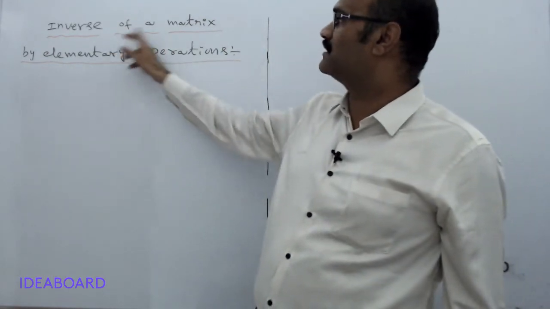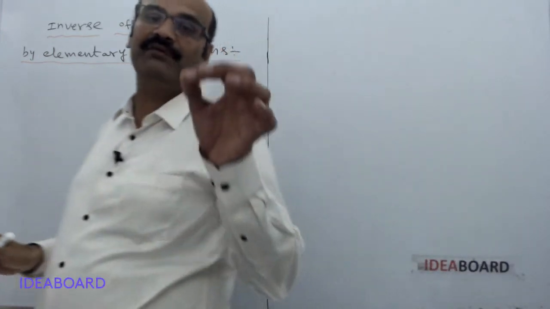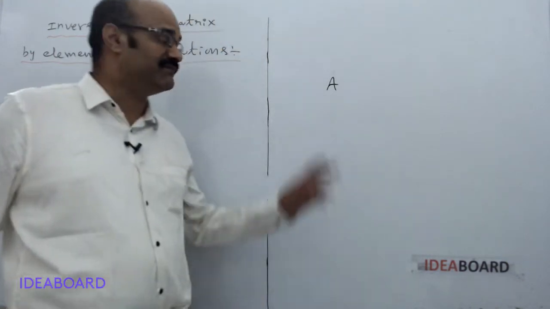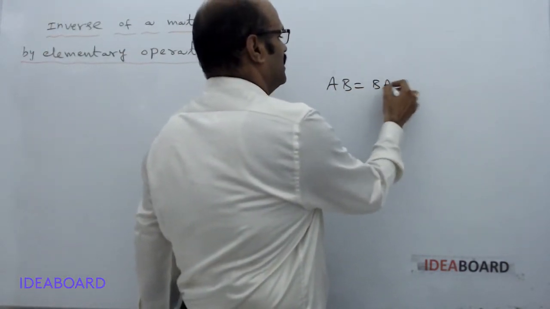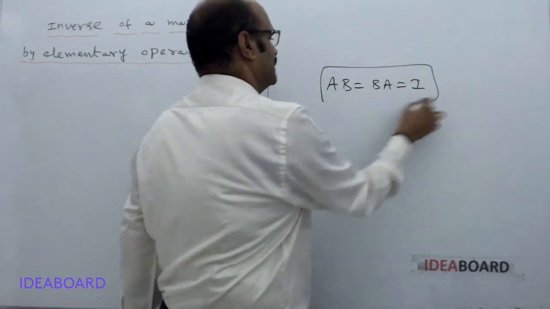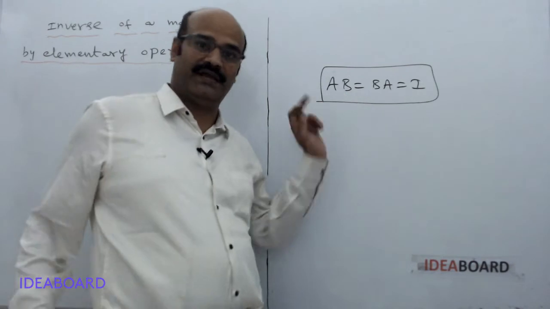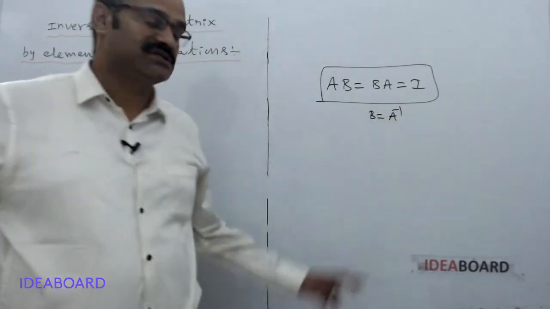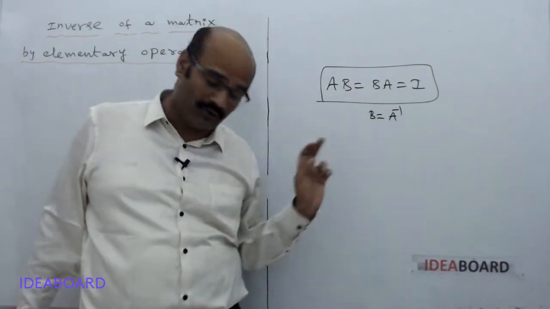And also I told you inverse of a matrix. The definition is: whenever you have a matrix A, if there exists a matrix B such that AB equal to BA equal to I, then we say that B is said to be inverse of A, and B equal to A inverse. So this is the definition of the invertible matrices.